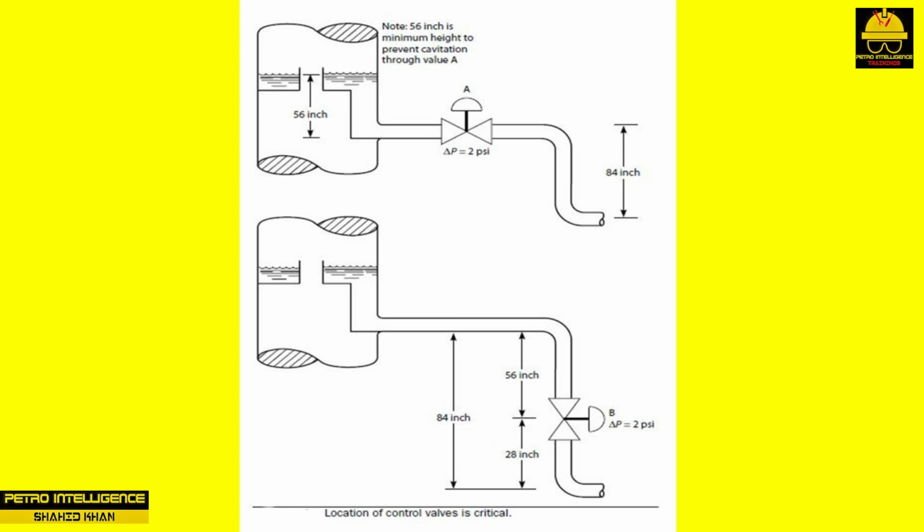External restrictions. This picture shows two almost identical draw-off arrangements. The only difference is the elevation of the control valve in the draw-off line. Control valve A is at the same elevation as the draw-off nozzle. The pressure drop across the control valve is 2 psi, or 56 inches of water.